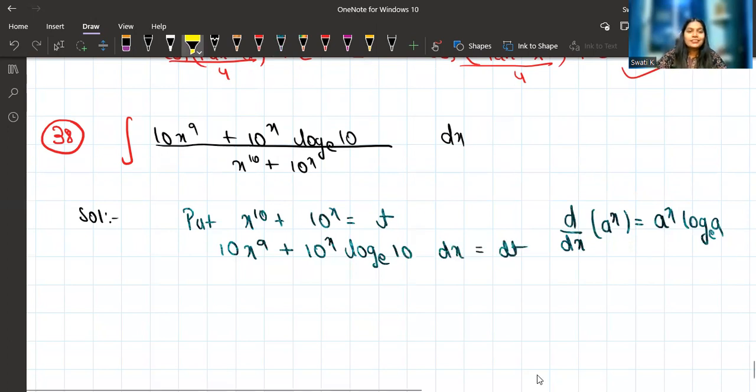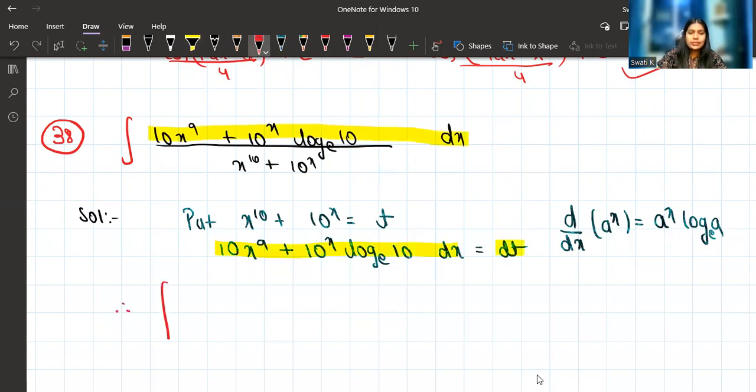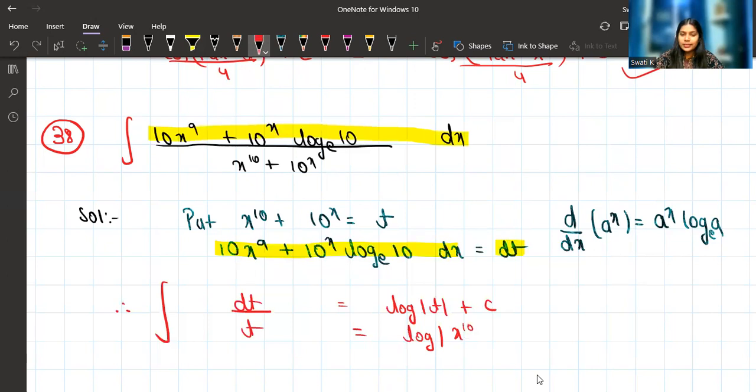Now you can see that we have exactly this expression over here, and that is equal to dt. So we can rewrite our question directly as dt upon t, and this is very simple. We know that the integration of 1 upon t is log mod t plus the constant of integration. So it is log mod of x raised to 10 plus 10 raised to x, plus c. And that's your answer. So you have multiple options, and this is the correct choice.